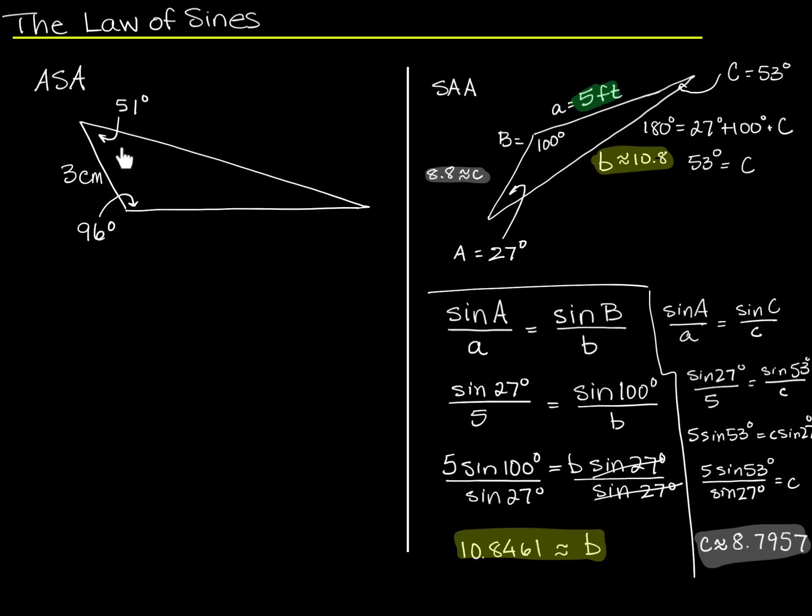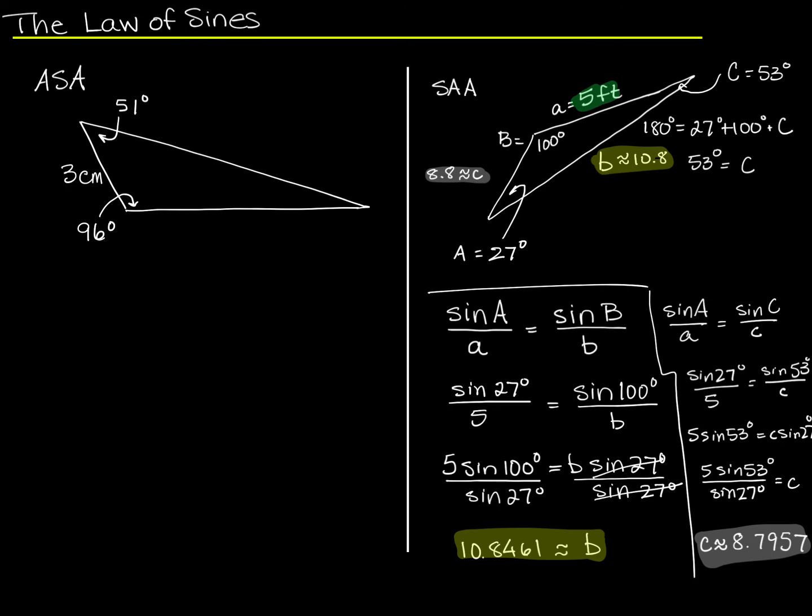But what I do have is two angles. So that means I can find the third angle, and then I'll have a known side and a known angle across from each other. And then I can use the law of sines. So in this case, I have to find this third angle first, and then I'll be able to use the law of sines. Let's see.